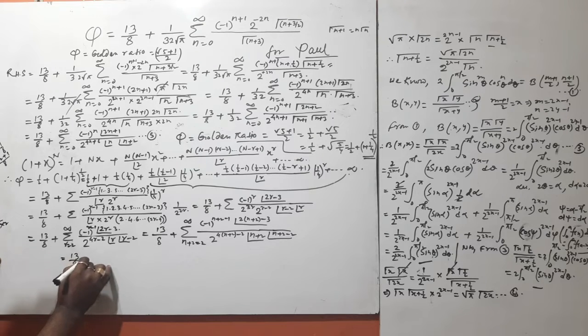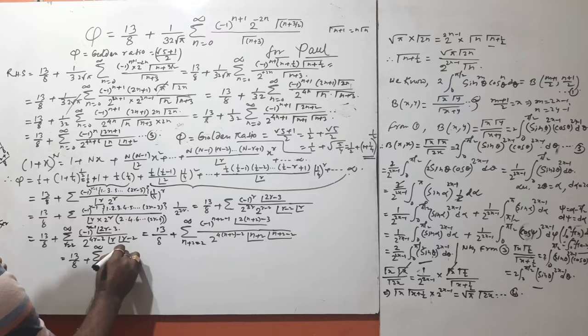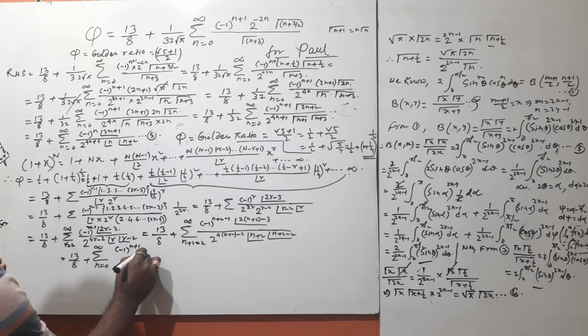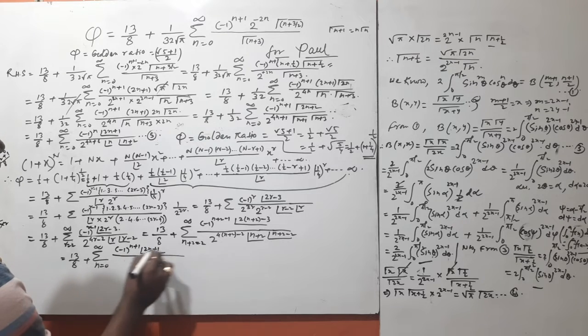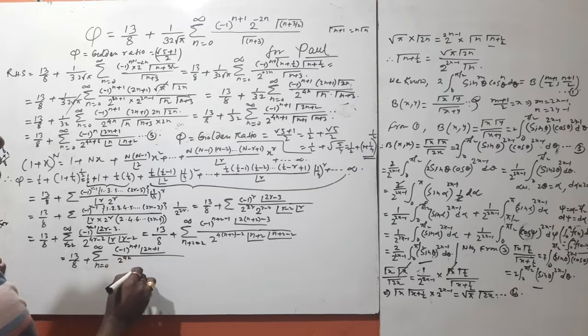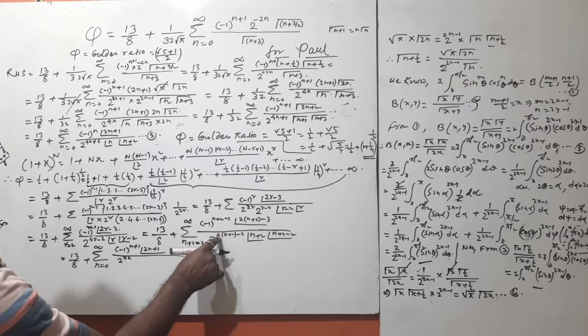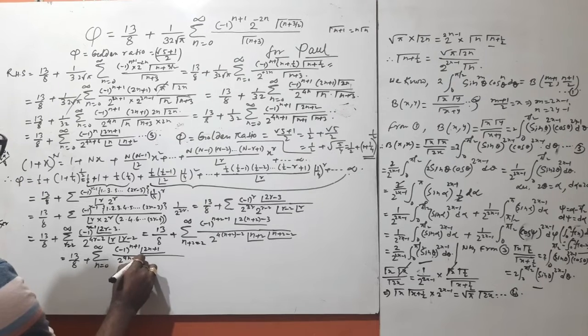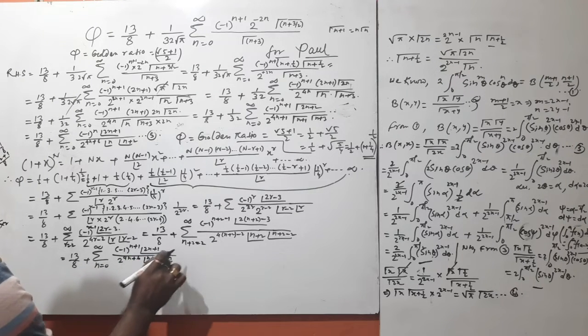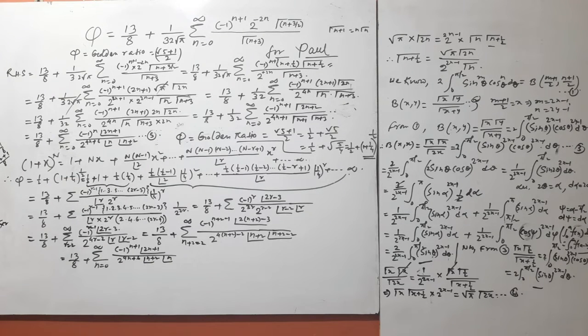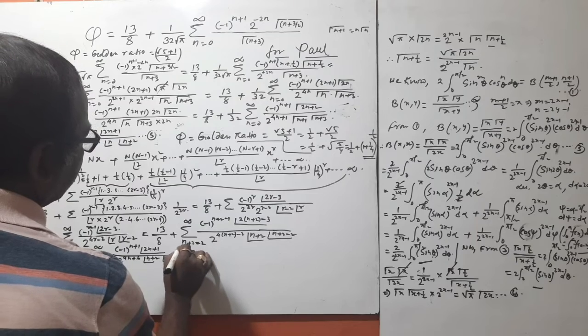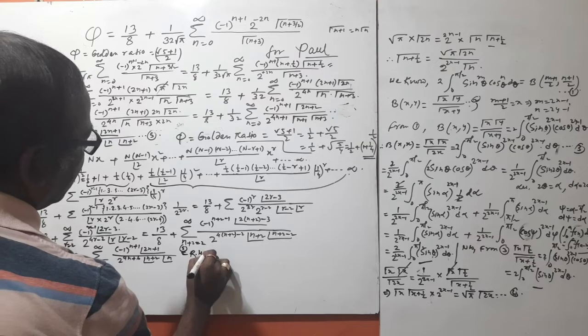So 13 by 8 plus summation n equal to 0 to infinity of minus 1 to the power n plus 1, times 2n plus 1, over 2 to the power 4n plus 6, with factorial n plus 2 and factorial n. And this is the right hand side. We started from the left hand side, and this is equal to the right hand side. Proved.